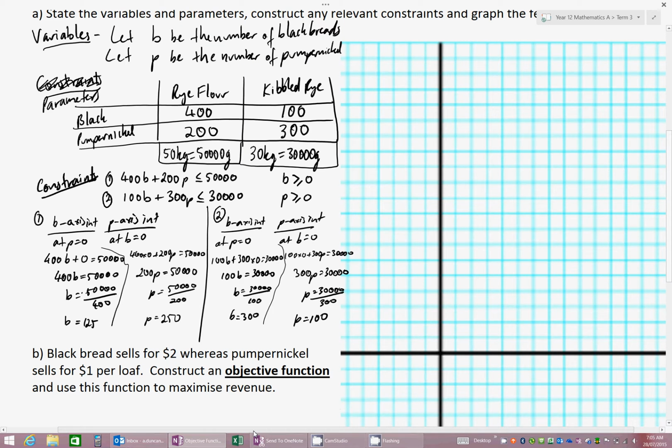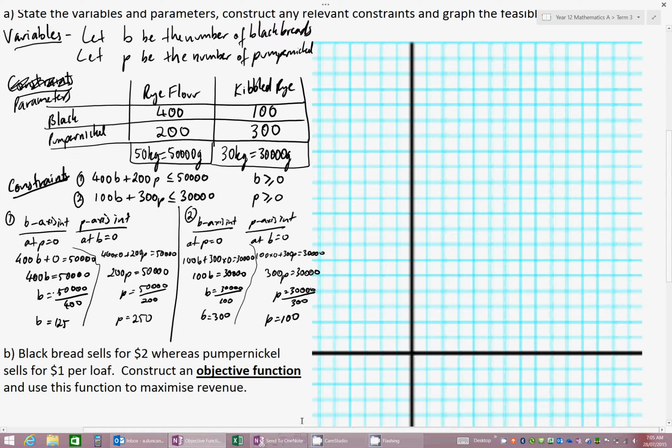Right, so time to plot those constraints. So I'm going up to 300 on the b-axis. I'll make this the b-axis and this the p-axis. Doesn't matter which way you choose to do it, as long as you're consistent all the way through. So b-axis needs to go up to 300. P-axis up to about 250.